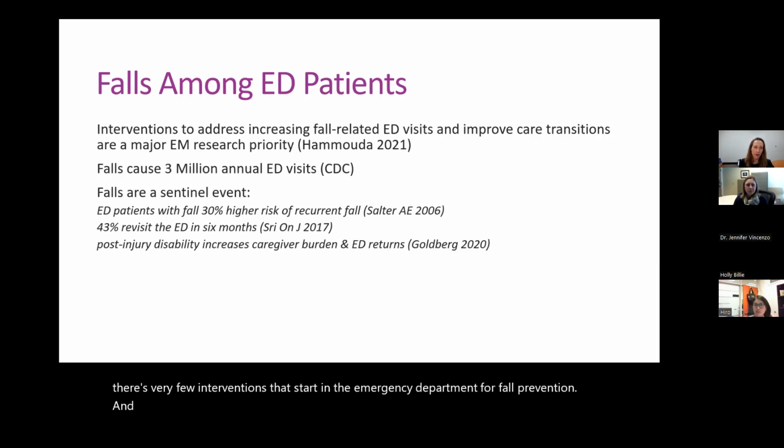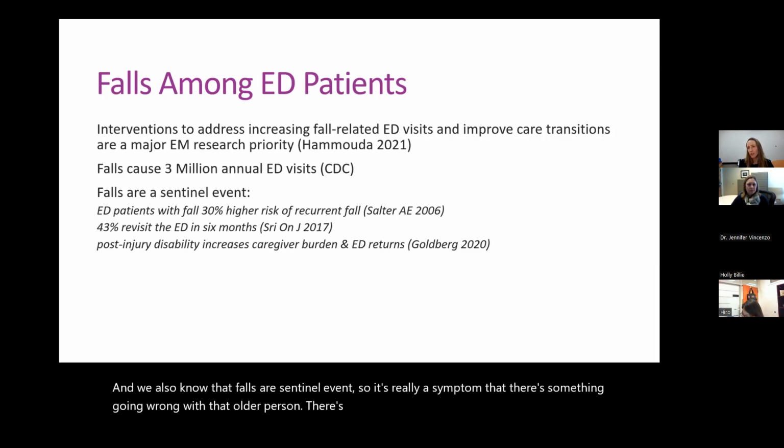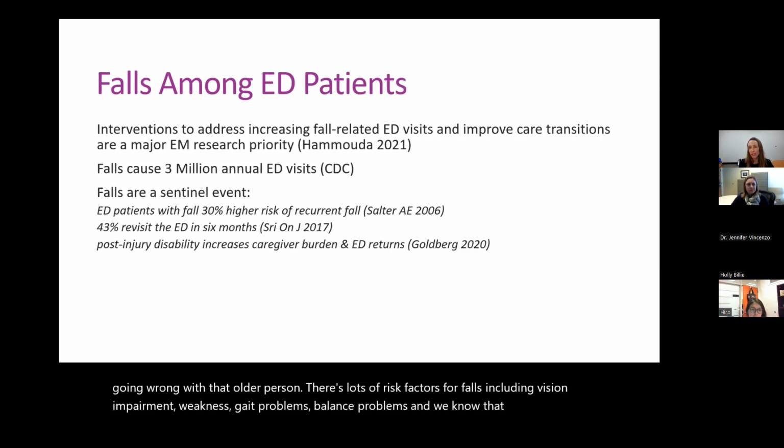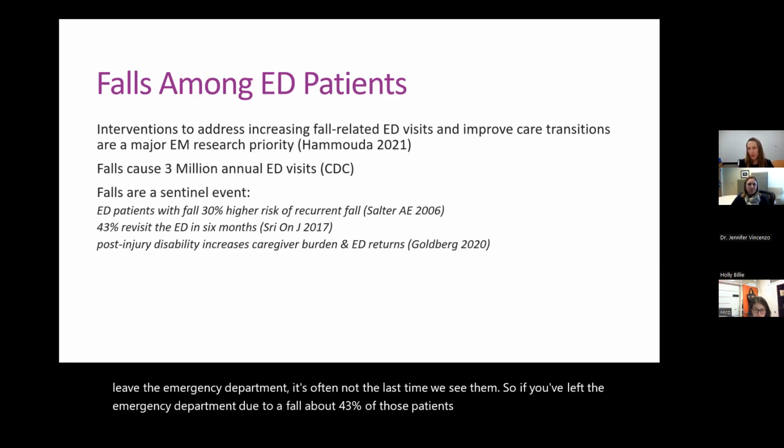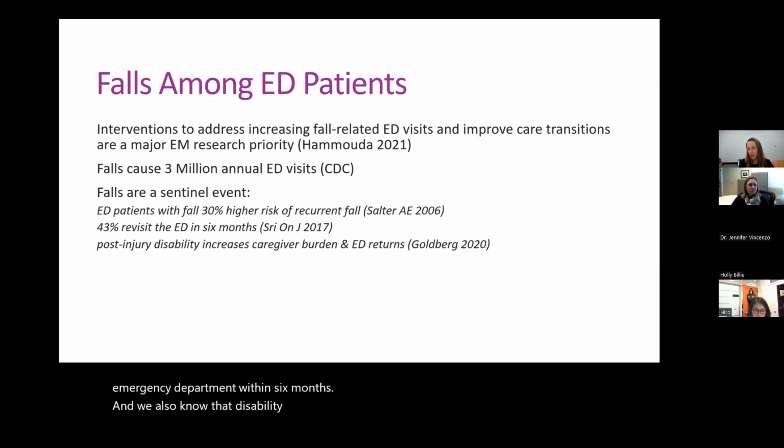And we also know that falls are a sentinel event. So it's really a symptom that there's something going wrong with that older person. There's lots of risk factors for falls, including vision impairment, weakness, gait problems, balance problems. And we know that once patients leave the emergency department, it's often not the last time we see them. So if you've left the emergency department due to a fall, about 43% of those patients revisit the emergency department within 6 months. And we also know that disability increases caregiver burden. So this is a really important topic in emergency medicine and in geriatric emergency medicine specifically.